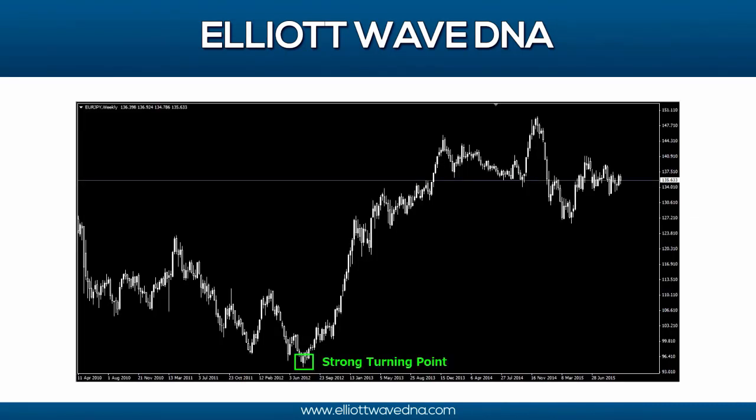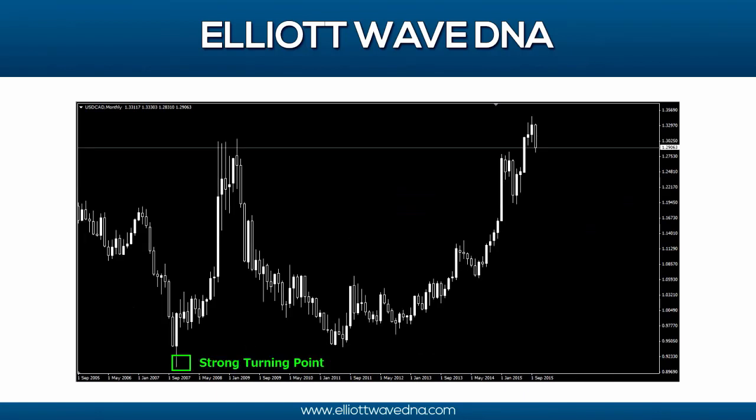This is the chart of the Euro-Yen on the weekly time frame, where we can see that price is moving in the uptrend. So we are going to use the lowest point that we could find on this chart as our strong turning point. Another example, this is the Dollar CAD on the monthly chart, and we can see that price is pushing higher. We are going to use the lowest point in this chart that we could find as our strong turning point. So you don't pick up price movements from the middle, you pick up the real starting point of your current trend.